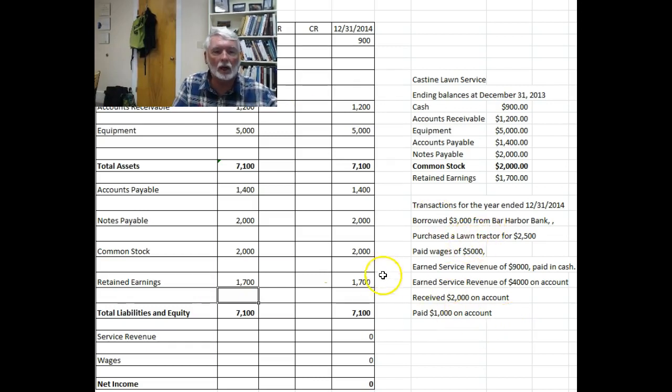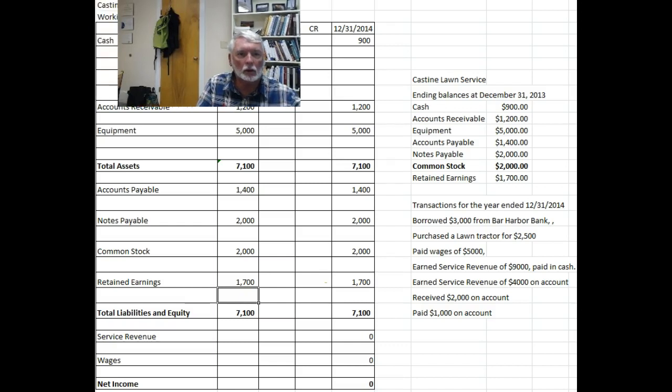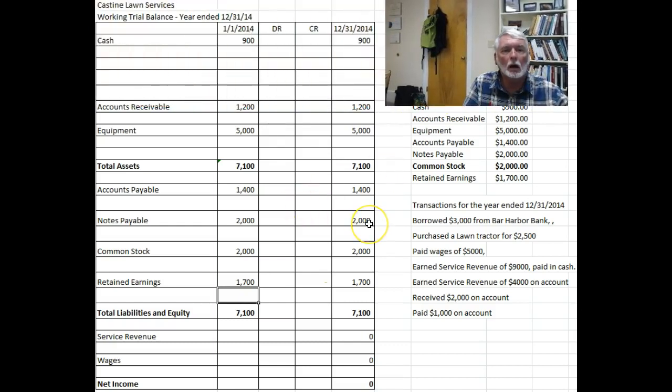2014. So during 2014, we borrowed $3,000 from Bar Harbor Bank. So we need to post that transaction. So what did we get from Bar Harbor Bank? Well, we got cash. So we have to increase cash by $3,000. So to increase cash $3,000, I'm going to debit cash $3,000. That's what we got, right?